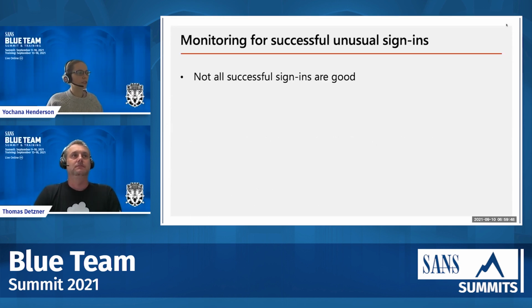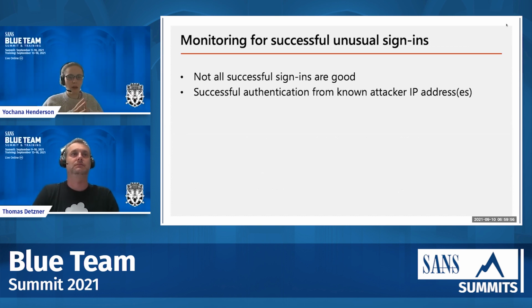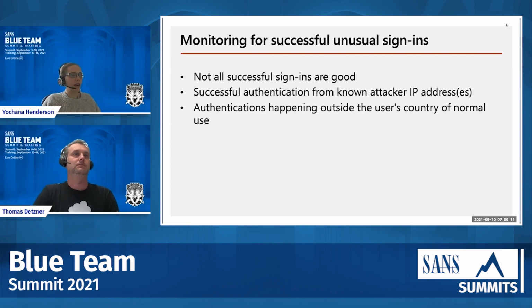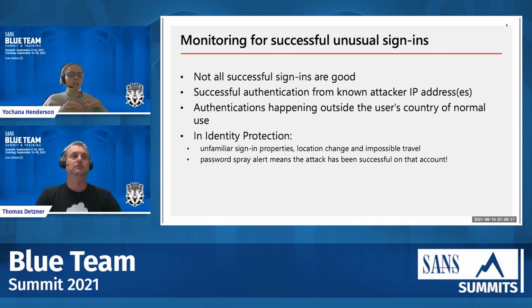Okay, so monitoring for successful unusual sign-ins. Not all successful sign-ins are good, and we don't want to think they are. For example, successful authentication from a known attacker IP address would be classed as a successful sign-in, but quite obviously not a good one. Another area to look at is authentication happening outside the user's country of normal use. On its own, this is a detection, but it might not initially say compromise or something malicious. It could be your users are on holiday, and they're entitled to go on holidays.